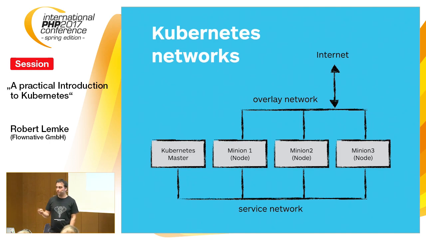So the backbone of it all is basically two networks, and that is of course software-driven networks. The internet is connected to your network somehow, and will be able to access the different machines, which are called nodes, through some overlay network. And then there's an internal service network, which is a completely different, isolated network, where these machines can communicate with each other and with a Kubernetes master server.